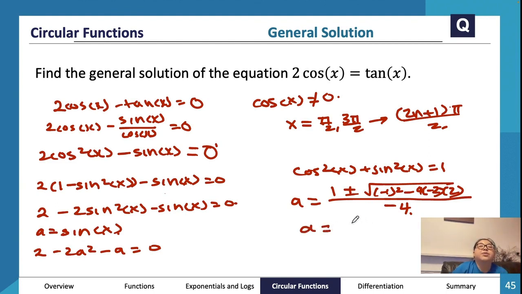Alright, so then we get a equals 1 plus or minus, and we can note that that's going to be negative 2 times 2, which is 4, so negative 4 times 4 is going to be negative 16, right? So that's going to just be 16, negative 16. And then what we get here is 1 plus or minus 17 over negative 4, right? You can also rewrite this as 2a squared plus a minus 2 as well if we wanted to. Doesn't really matter either way, I guess.